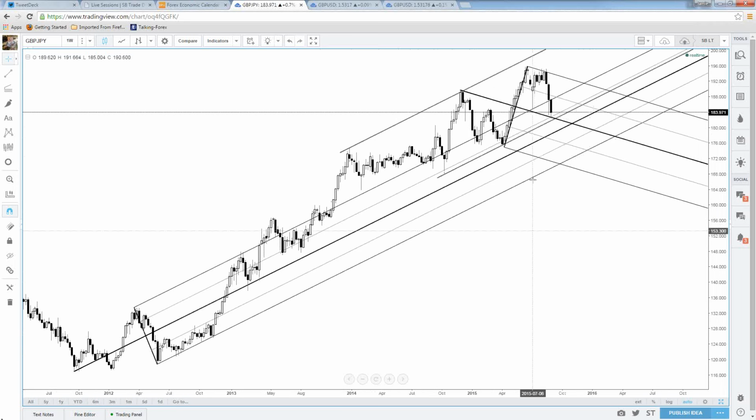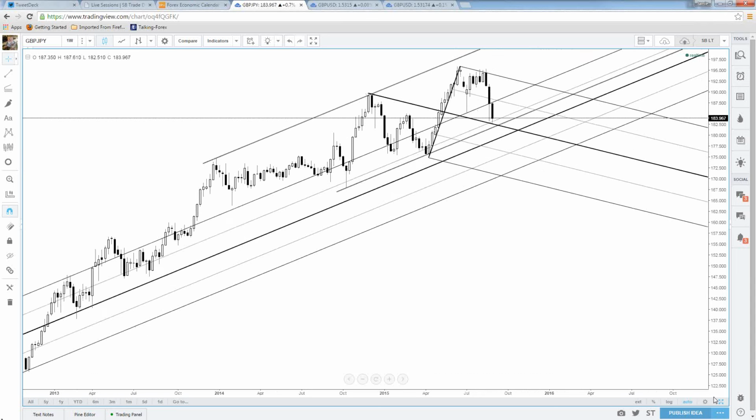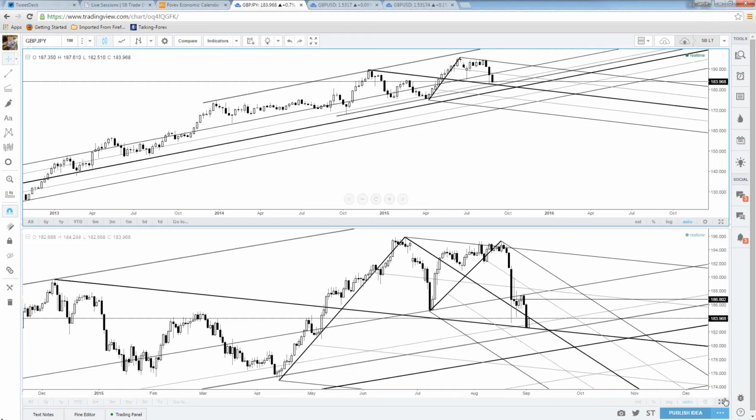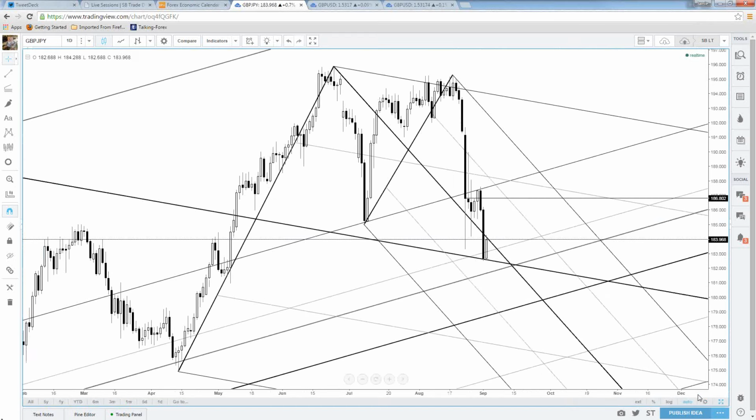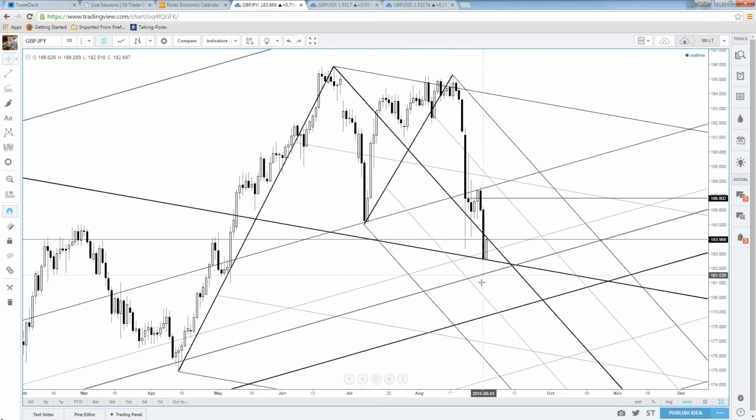Eventually this lower parallel here is your big support area. When that comes into play, I don't know. If markets do fall apart in September, then maybe we're all the way down here by then. I don't know. All I know is that right now, this is a shorter term slope to work with, and what I'm looking at is a pretty big confluence for pound yen.